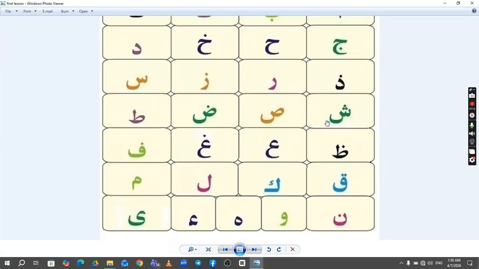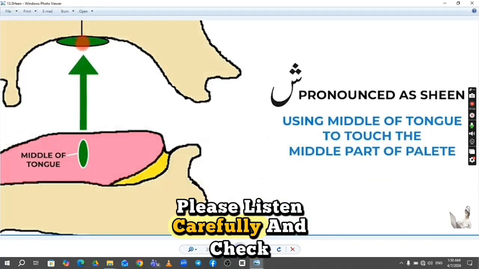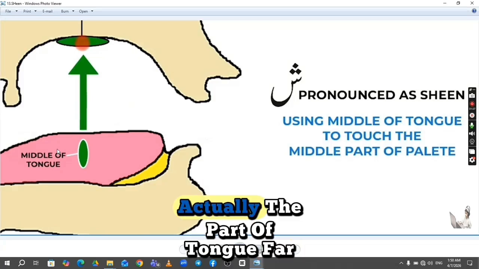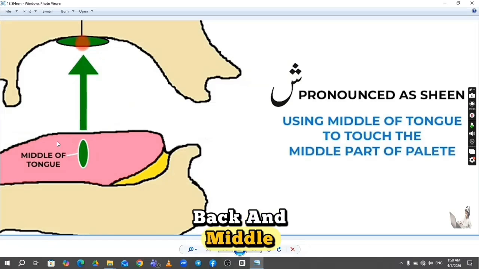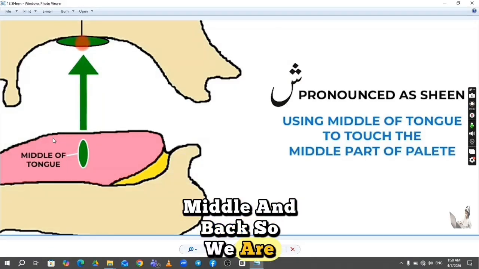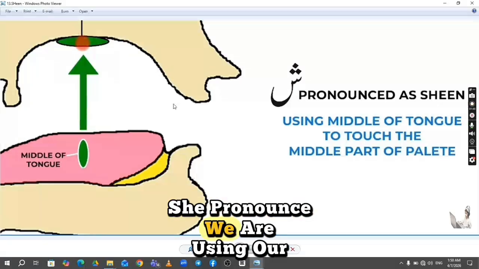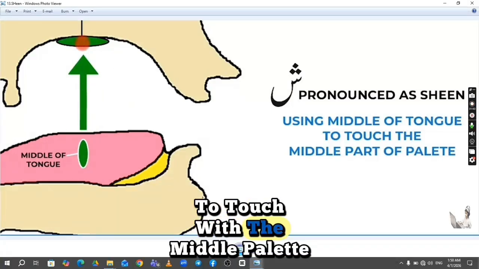Sheen. Okay, for Sheen, I'm telling you now what is the origin of Sheen. Please listen carefully and check here. In the Sheen we are using the middle part of our tongue. The tongue has 3 parts: front, middle and back. We are using the middle part, touching the middle palate. So for Sheen pronunciation we use the middle part of the tongue to touch the middle palate.